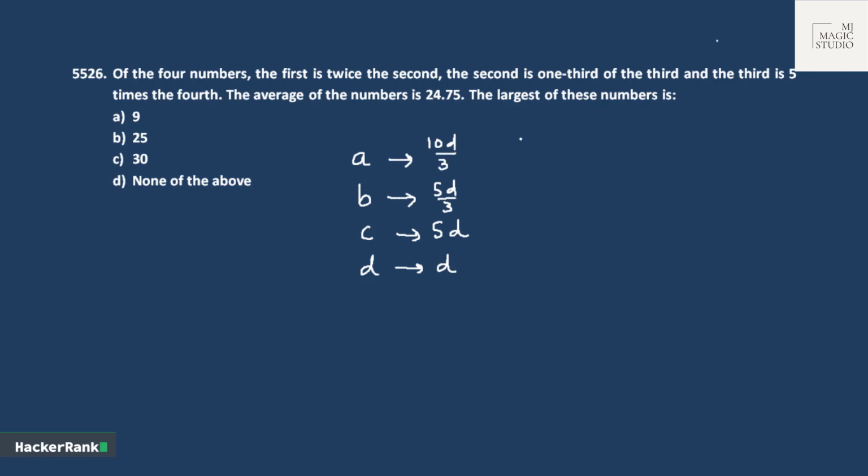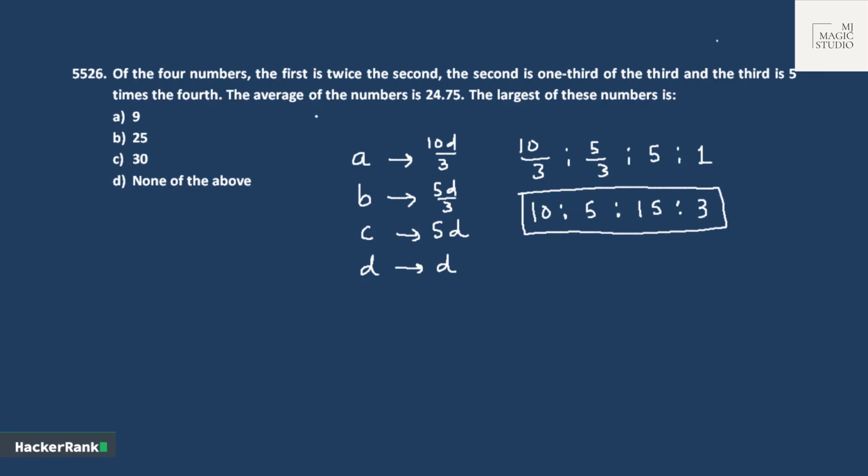That means their ratio is 10/3 is to 5/3 is to 5 is to 1. Let me multiply this by 3. So the ratio will become 10 is to 5 is to 15 is to 3. So if the fourth number is 3, the third number is 5 times, that is 15. The second number is 1/3 of the third one, that is 5. And then the first number is twice the second, 10. So this is the ratio of all 4 numbers.